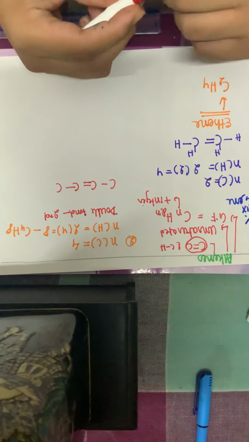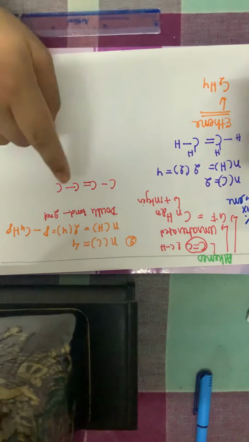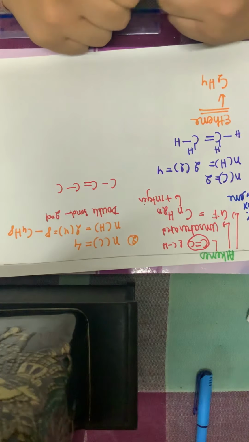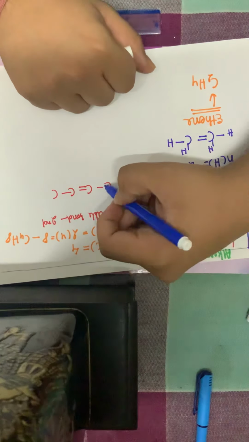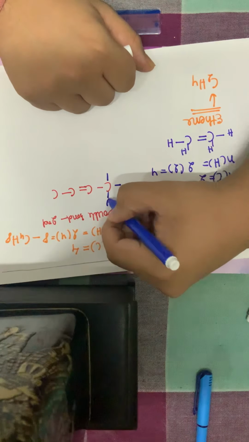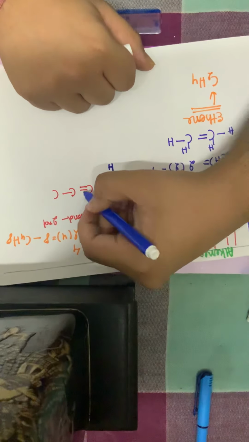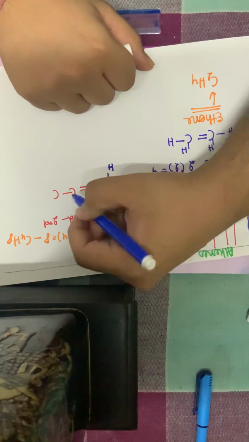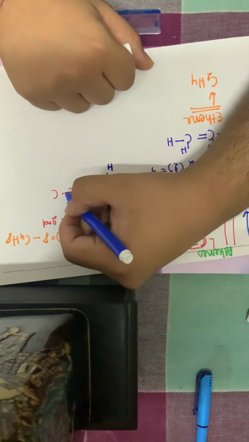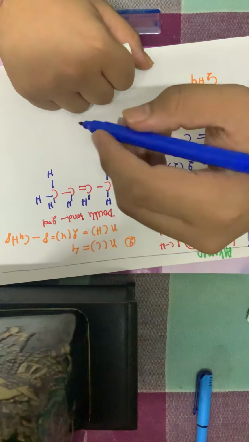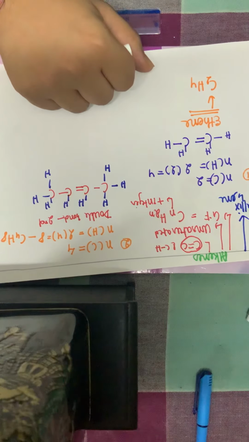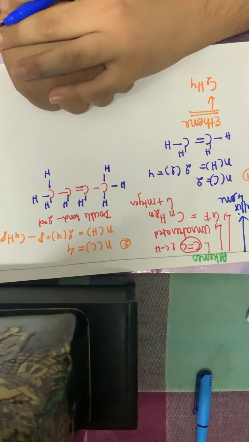So now I need to satisfy 8 hydrogens in it. Each carbon will get 4 bonds. This carbon has 1 bond, so put 3 hydrogens to get it to 4. This has already 3 bonds, so only 1 hydrogen. 3 bonds, 1 hydrogen. 1 bond, 3 hydrogens. How many hydrogens are there? 8. And how many carbons? 4, with a double bond at carbon 2.